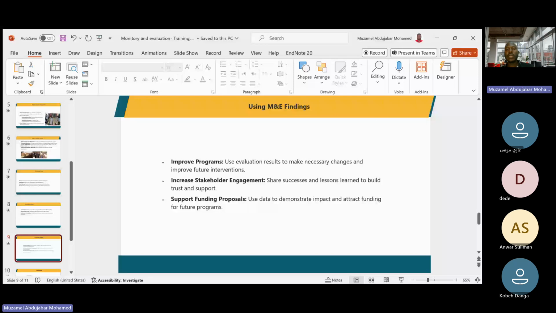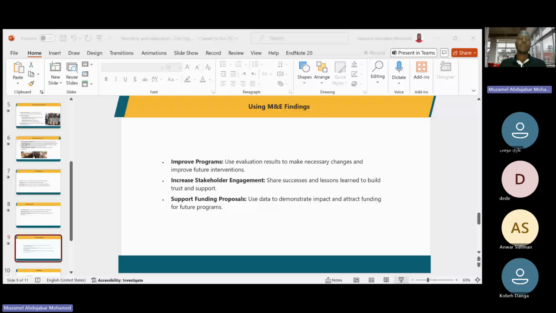Now let us see the use of monitoring and evaluation findings, where we are going to use the findings of monitoring and evaluation. One, to improve the program. To evaluate the results, to make the necessary changes and improve future interventions. One of the benefits of using monitoring and evaluation findings is to improve the program.